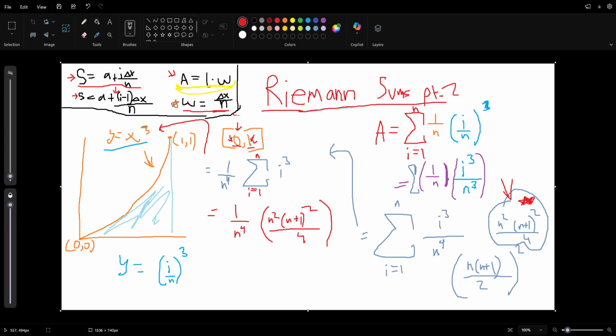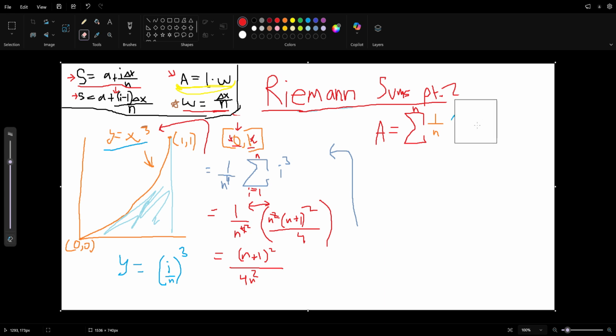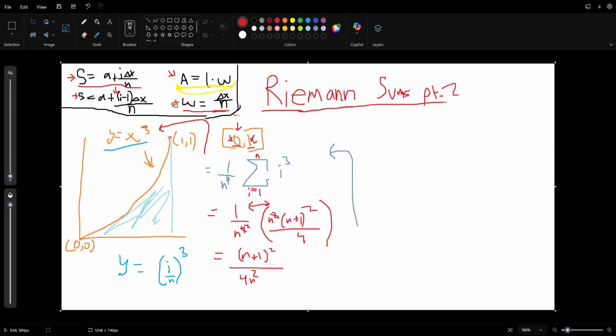Now we can simplify a couple things. So n squared over n to the power of 4 is just equivalent to n to the power of 2 in the denominator. And that's all we can simplify for now. So we'll do n plus 1 squared over 4n squared, since we just multiplied these two together. I'm going to clear up some more space down here. So now let's continue.